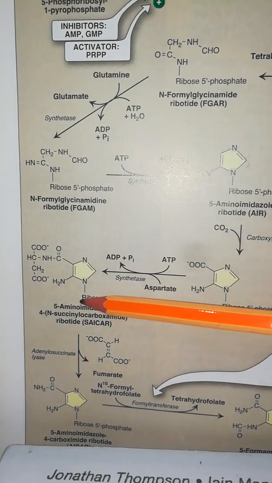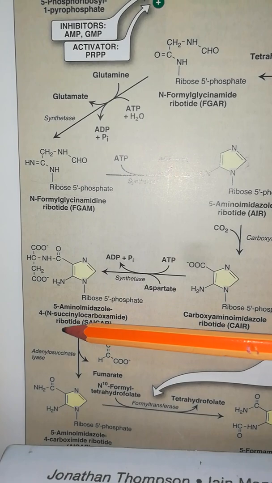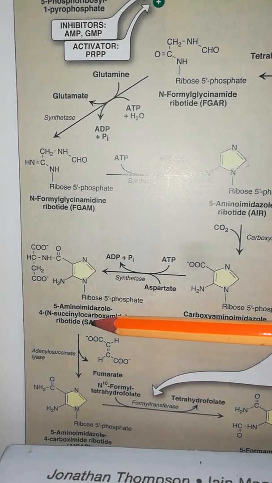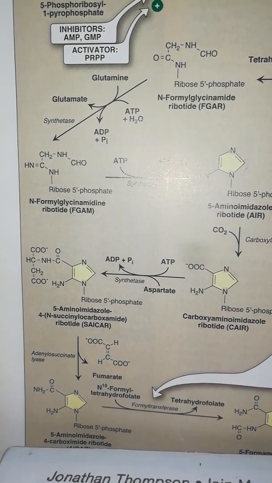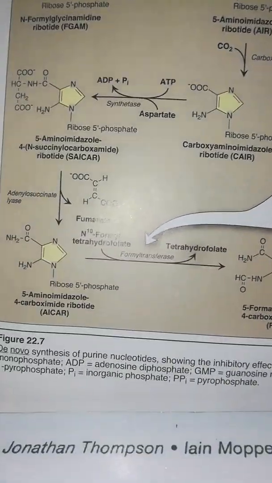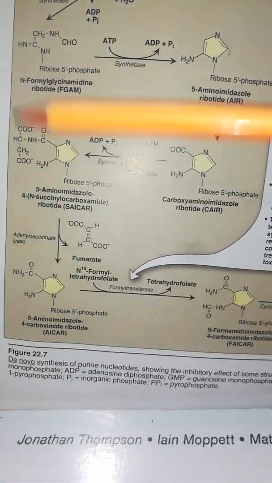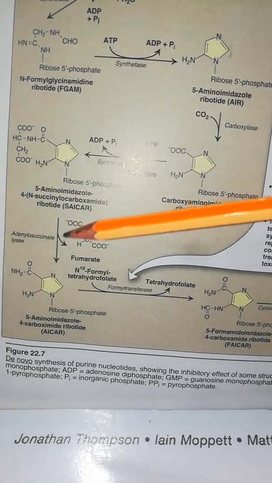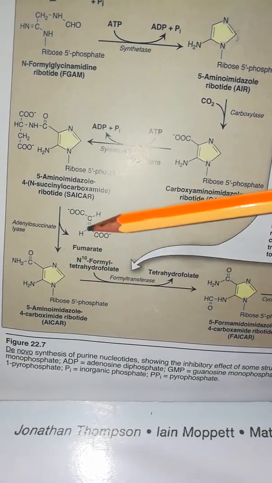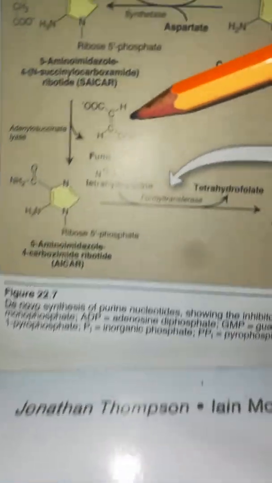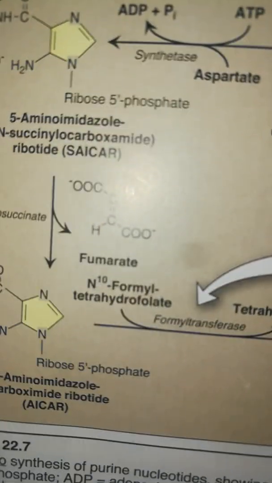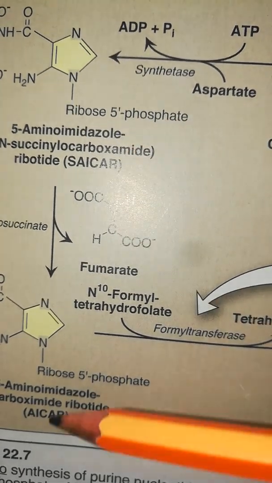Here you follow, this structure's name is 5-aminoimidazole 4-N-succinylcarboxamide ribotide. This chemical structure is converted into this chemical structure. Here fumarate is released, due to the presence of this enzyme. So this is converted into this chemical structure.